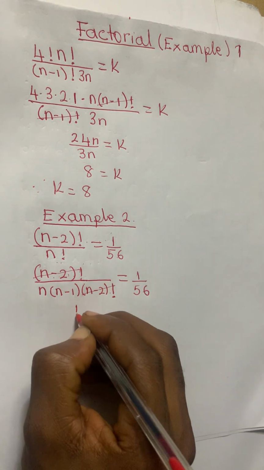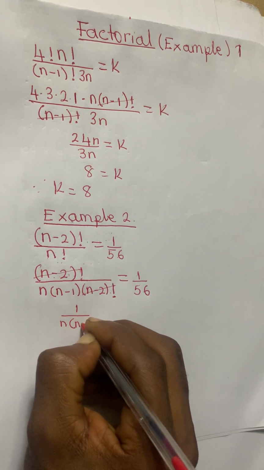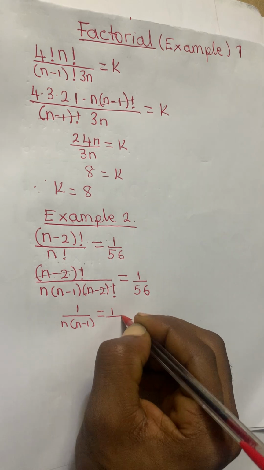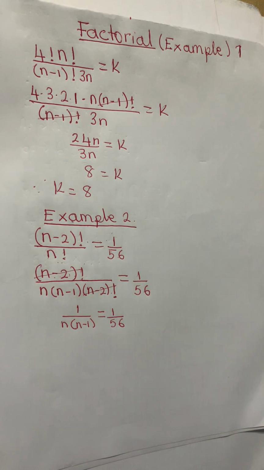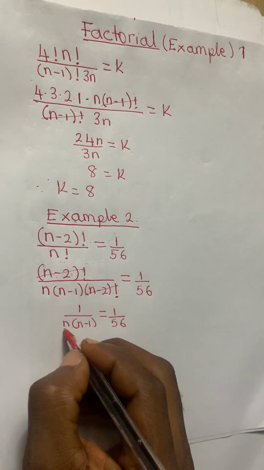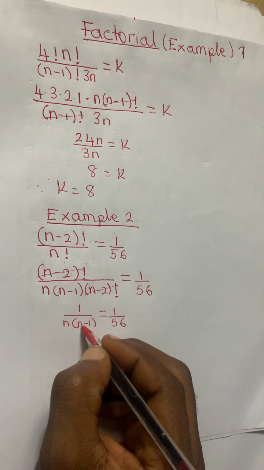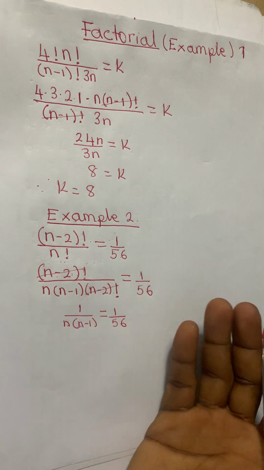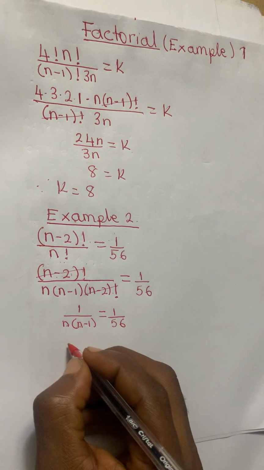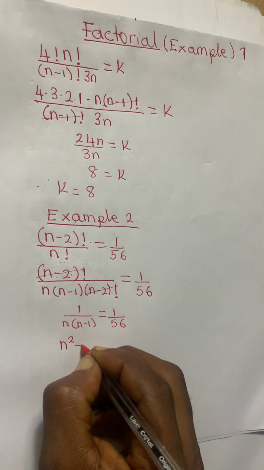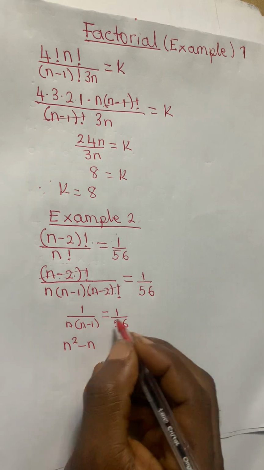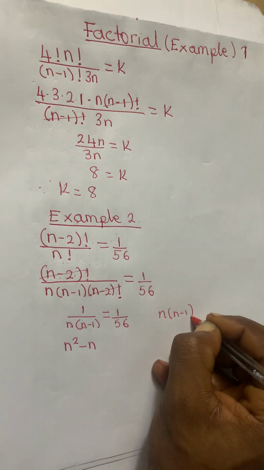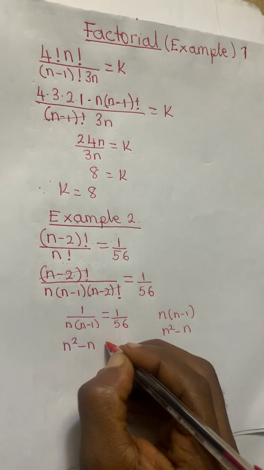We are going to have 1 over n times (n minus 1) is equal to 1 over 56. Now remember that this can be expanded. So n times n is n squared. Minus 1 is n times minus 1, which is minus n. Now we have n squared minus n, because when the whole of this multiplies 1, we get this one. And n times (n minus 1) is n squared minus n.